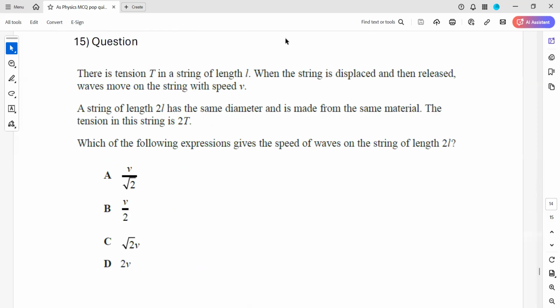The tension, remember one thing, that the speed of a wave in a string is under root T divided by mu, where mu is the mass per unit length, and mass per unit length depends on the material. If we don't change the material, the mass per unit length will not change. It also depends on the thickness of the wire, but does not depend on length.